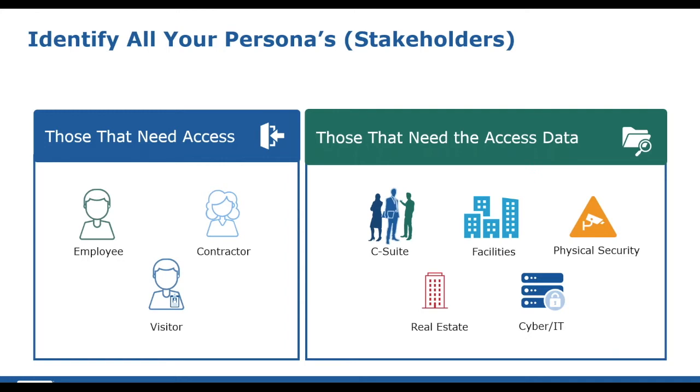So the C-suite want their employees and visitors to have a great first impression and want to ensure compliance. Facilities want to know how many people are in the building, where they've been, and what time they were there. Physical security typically want to know their building is safe and secure and can provide detailed reports for auditing when it's required. Cyber and IT really want to know that their network is secure and the employees can access what they need when they need it. And the real estate team really want to know how space is being used and how many people are in that space at any one time, so they can make quick decisions on whether they need to scale up or scale down the amount of space that they have.